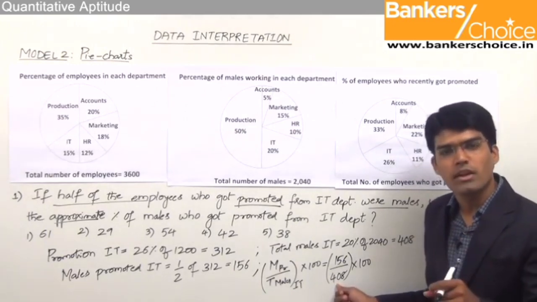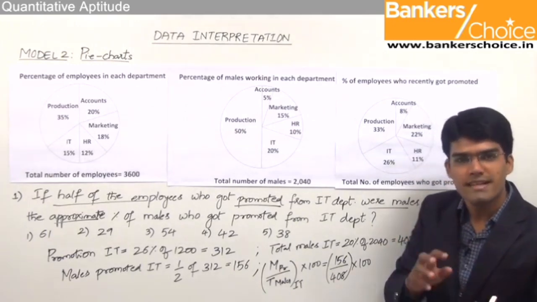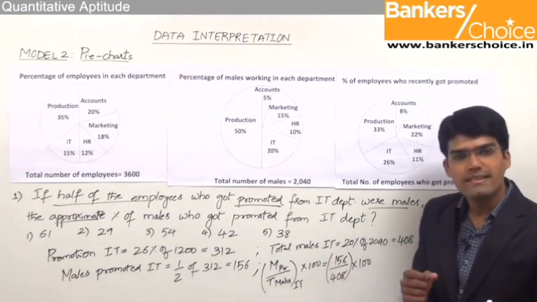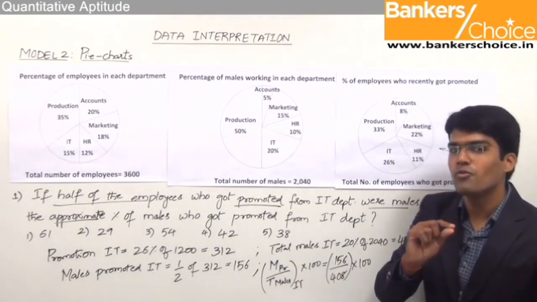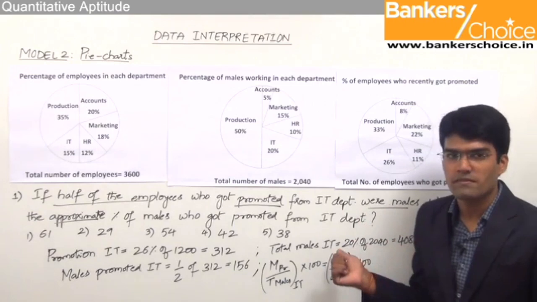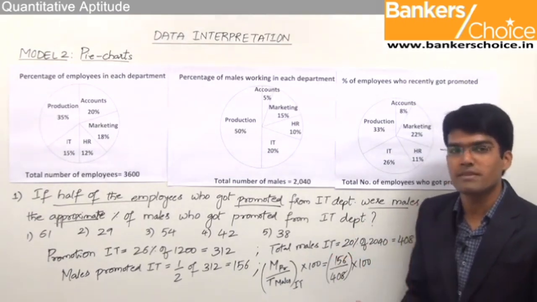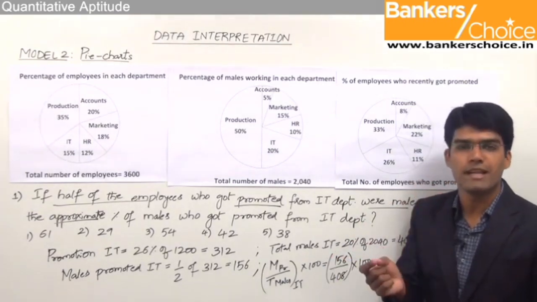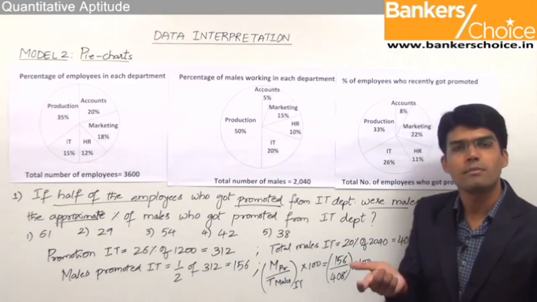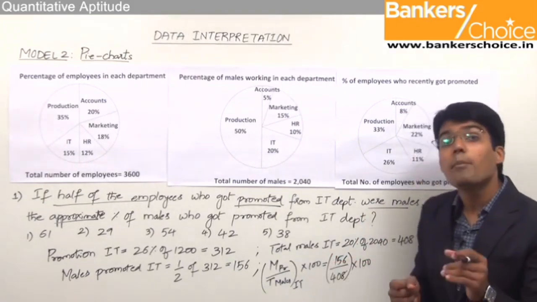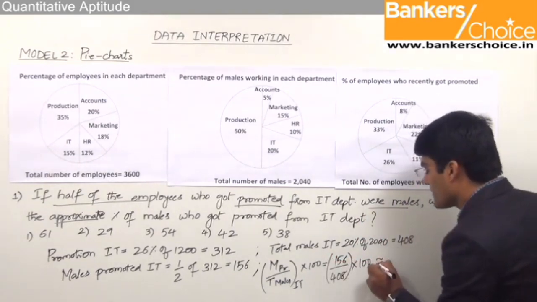If 10% is 40, with respect to that 10%, let us understand what will give us 156. We know that 40 into 4 is 160, which is close to 156. Now 40 here is 10%. So we are taking 40 into 4. That means 10% into 4, 40%. So we can say 156 is approximately 40%.